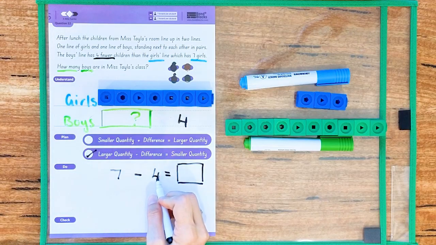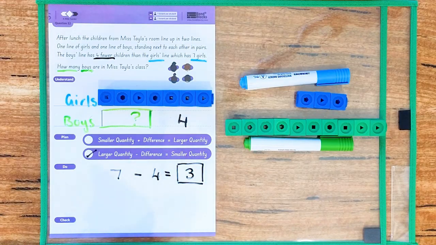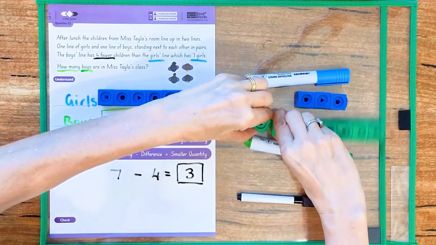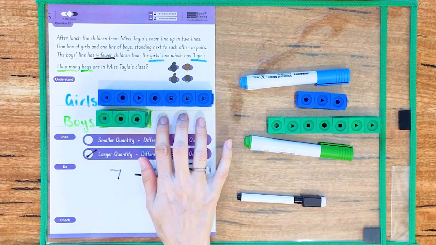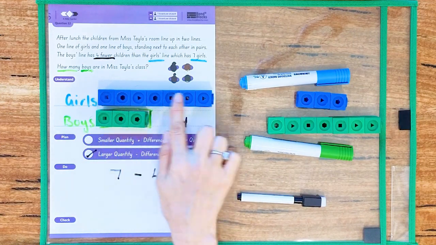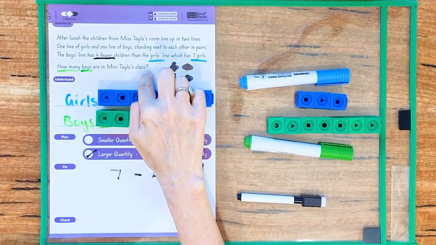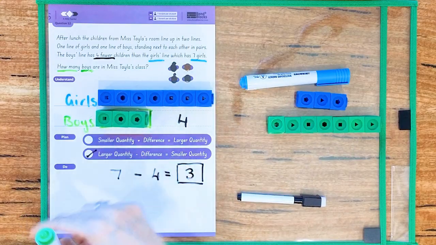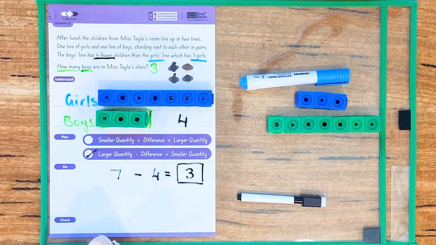7 subtract 4 equals 3. There are 3 boys in Miss Taylor's room. I can check this. Yes, 3 boys and a difference of 4 is 7 girls. I also need to check the question. How many boys are in Miss Taylor's class? There are 3 boys in Miss Taylor's class.